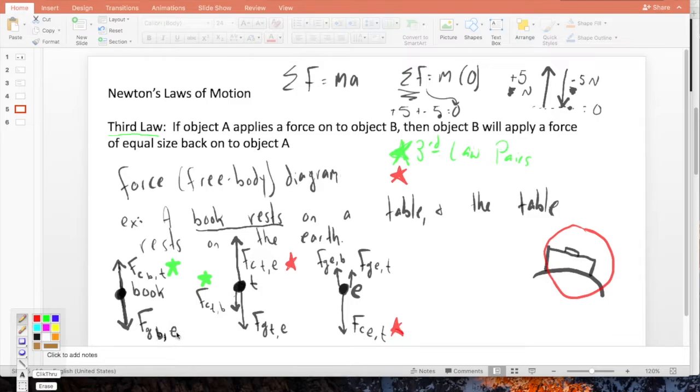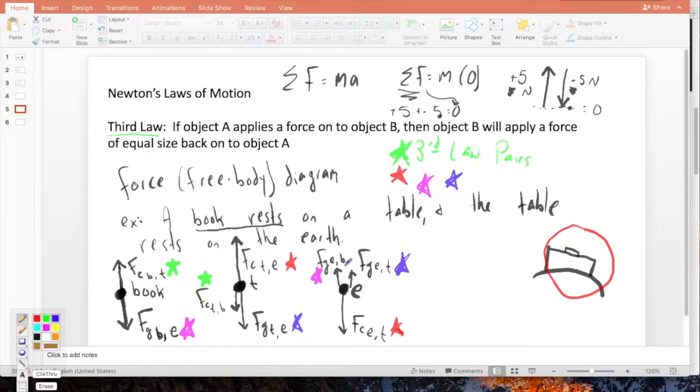If the force of gravity dealt by the Earth is felt by the book, then guess what? The book is going to pull gravitationally back on the Earth. There's another third law pair. Do we have another one? We sure do. If the Earth pulls down on the table gravitationally, then guess what? The table has to pull up on the Earth gravitationally.